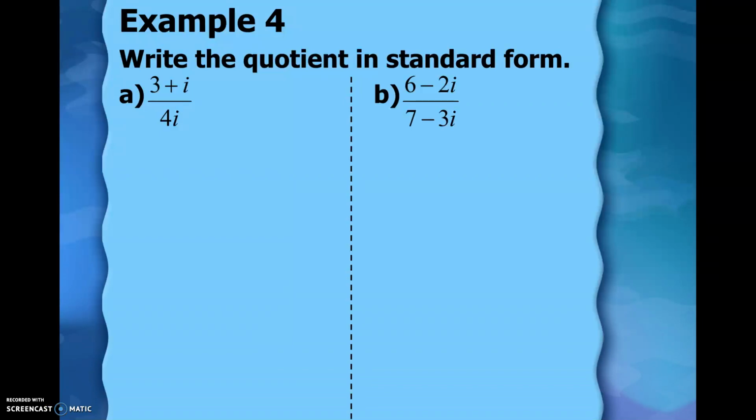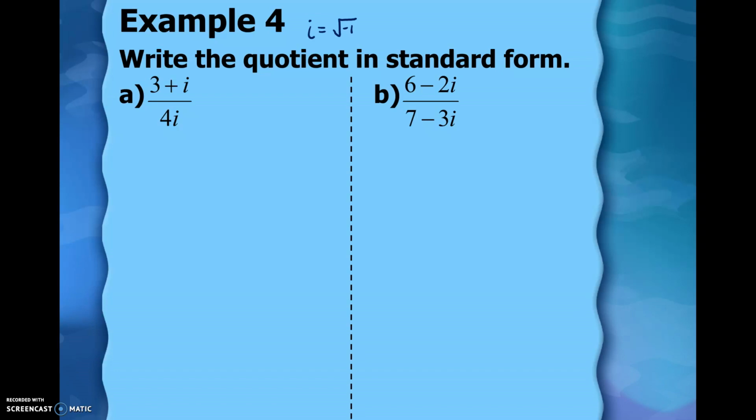Today we're going to look at what happens when the complex numbers are quotients, when there's division involved. Because i represents the square root of -1, if there's an i on the bottom, there's a square root on the bottom, and we can't have that. So what do we do when there is a square root on the bottom?